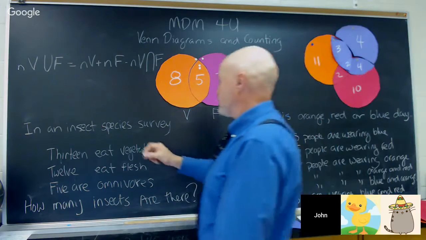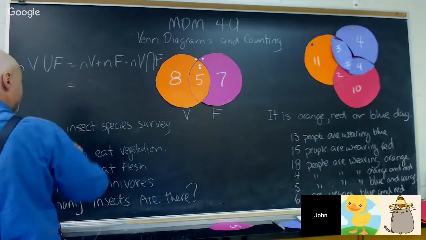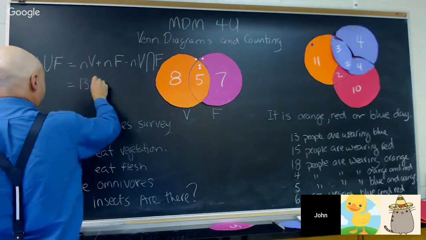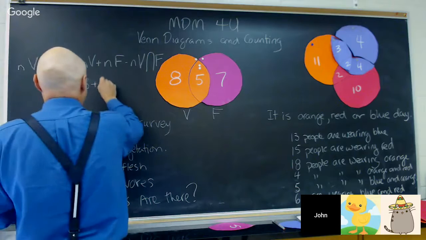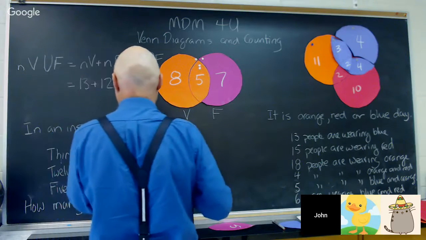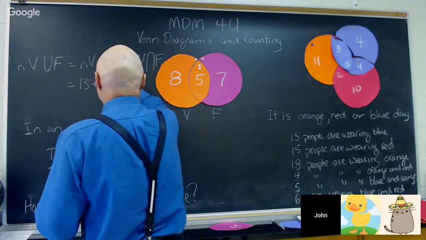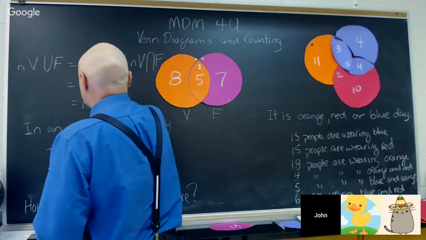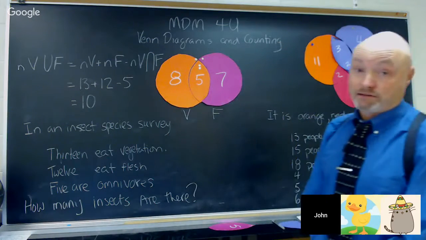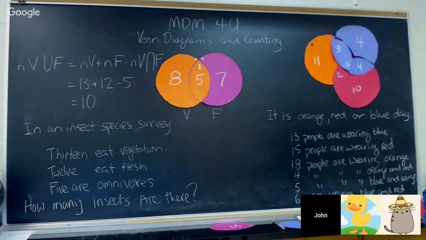Okay, so let's see how that works out. And so that's 13 plus 12. And then we subtract the 5 that we counted twice. And so there are 20 insects in our survey altogether.